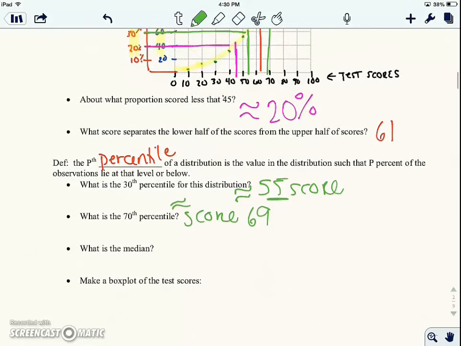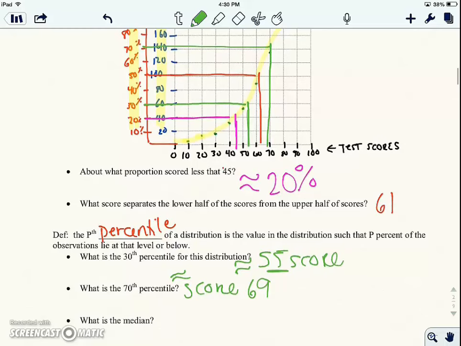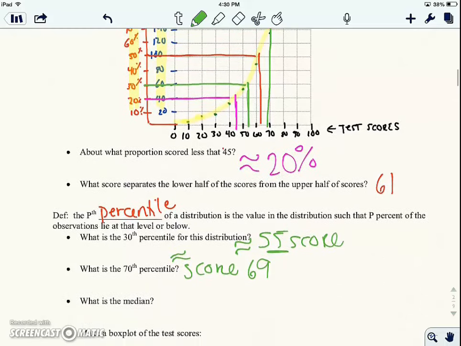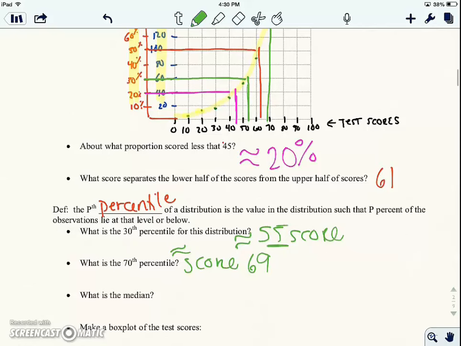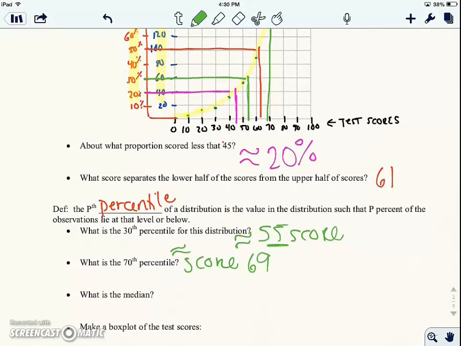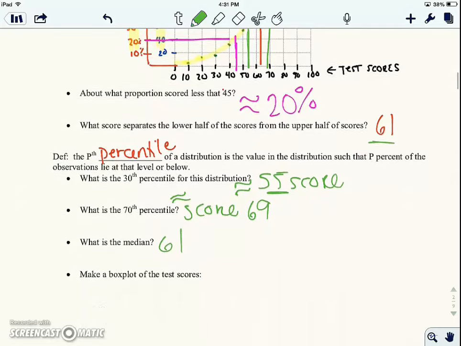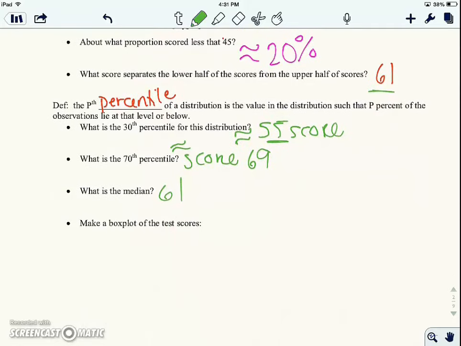The median then, we'd need the middle score. That's also the 50th percentile. Okay, so back to this, that'd be 61. And we could make a box plot. I'm not going to do that for you right now.